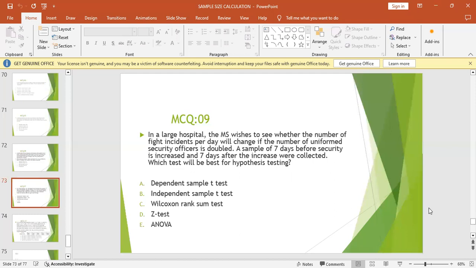Ninth MCQ. In a large hospital, the medical superintendent wishes to see whether the number of fight incidents per day will change if the number of uniformed security officers is doubled. A sample of 7 days before security is increased and 7 days after the increase were collected. Which test will be best for hypothesis testing? Whether dependent sample test, independent sample test, Wilcoxon sign rank, Z-test, or ANOVA. It will be the dependent sample test.